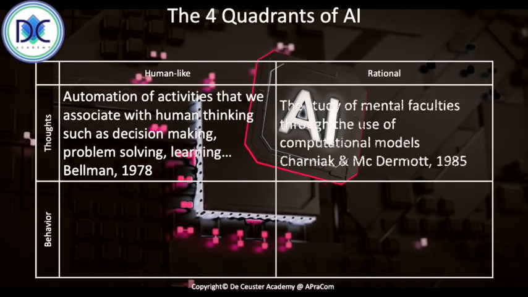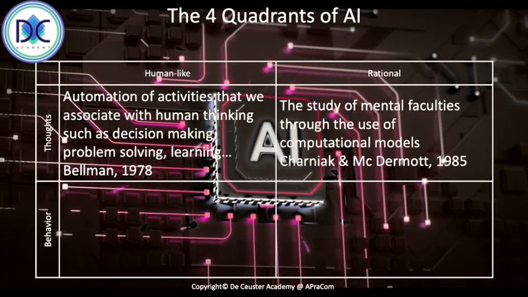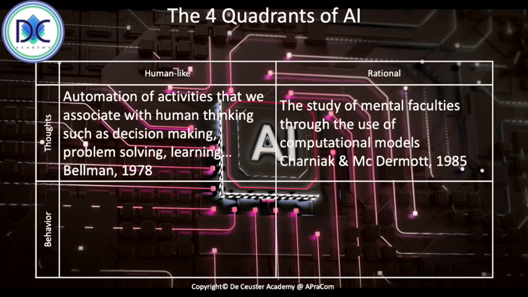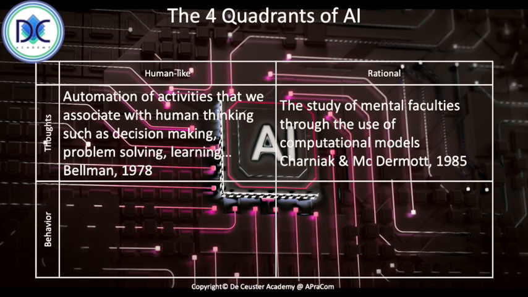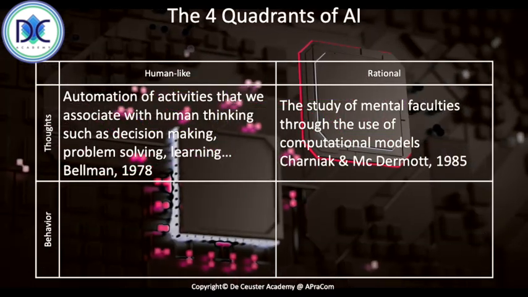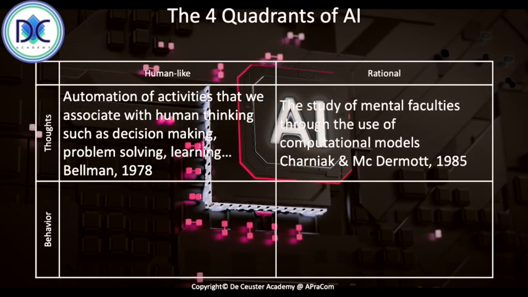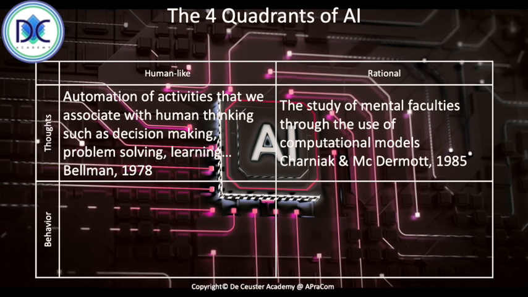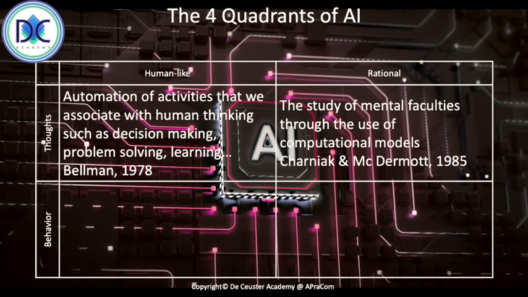Let's now have a look at the combination of thoughts and rational. Here we look at the mental faculties through the use of computational models. We're looking at how the thoughts and the rational aspects can be combined. And this was described by Charniak and McDermott in 1985.